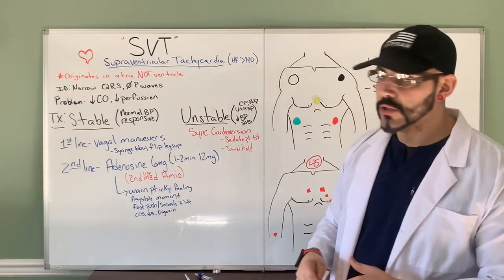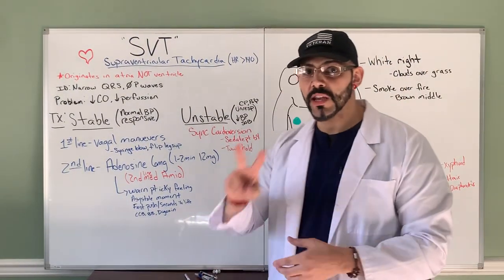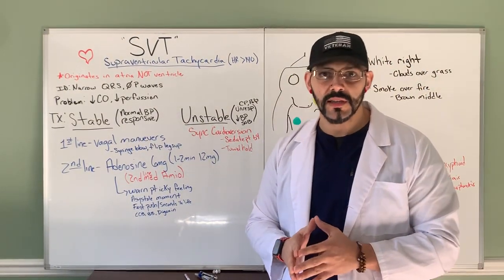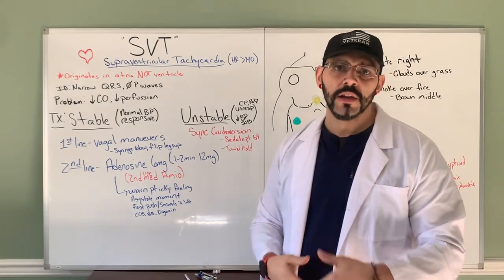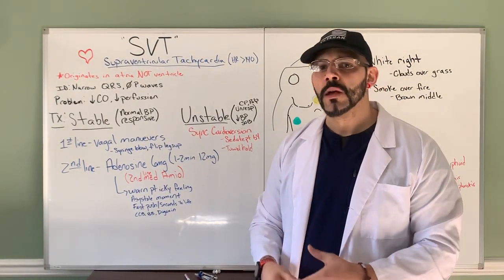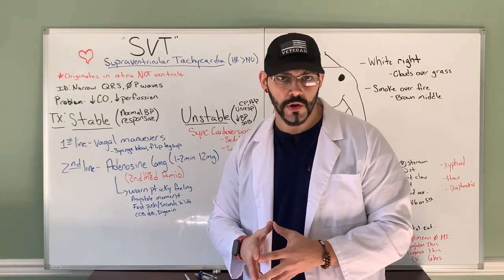Now let's say vagal maneuvers is not working. Now what? Okay, so now we have to turn to medication. Medication is our second line treatment, okay? One of the most common medications that you will see is adenosine. Now there are others: calcium channel blockers, beta blockers, digoxin, other medications that you can give. But primarily, they tend to give adenosine first, right? They go straight to the heavy hitter, right?